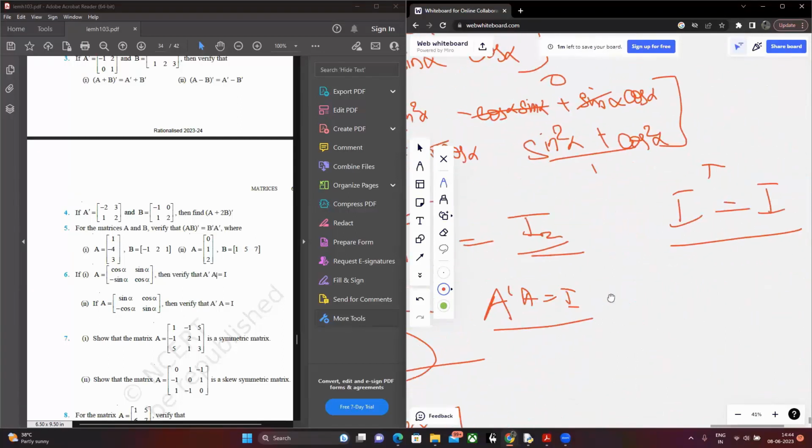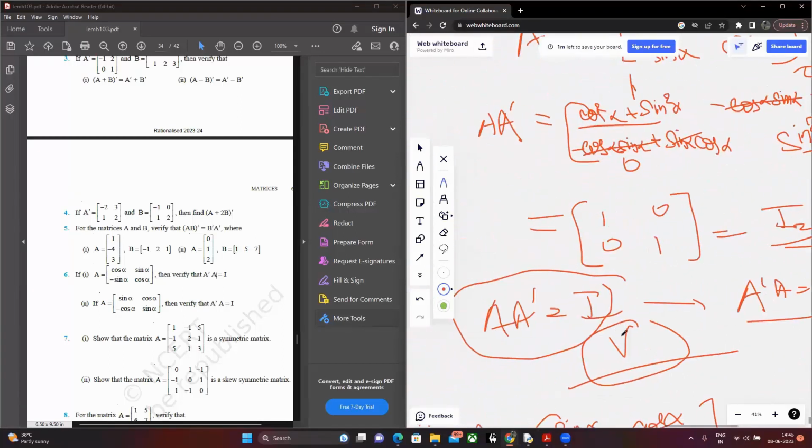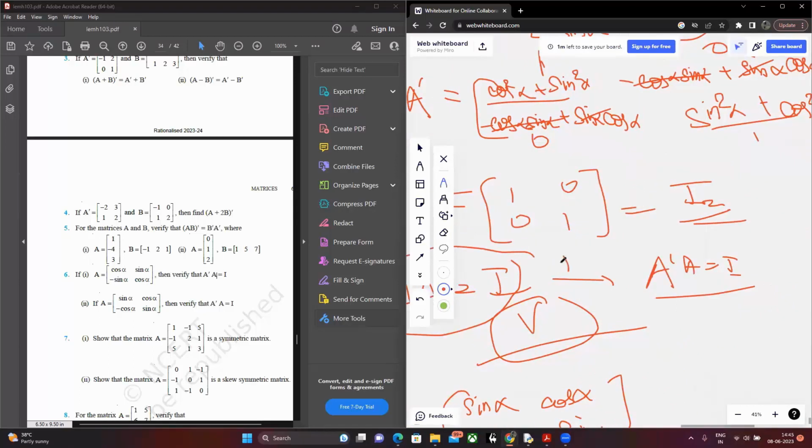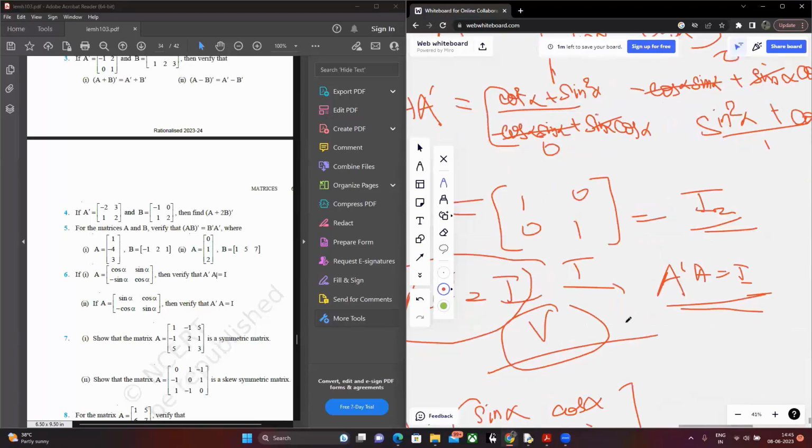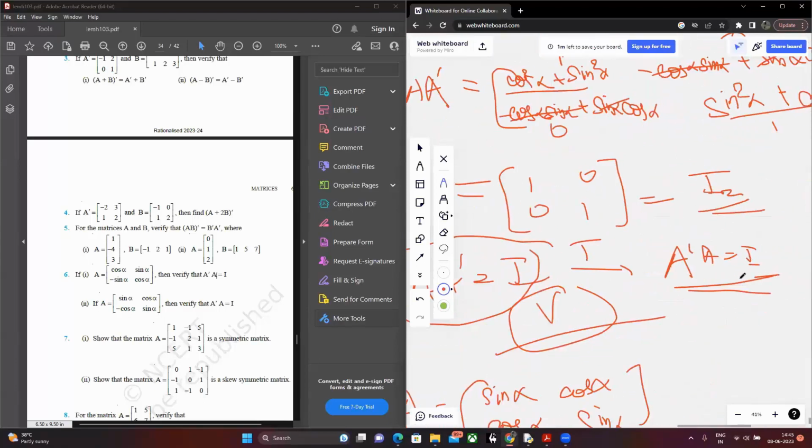So take the transpose of this, then you get A dash, the whole transpose is going to be A dash times A, because A dash, the whole dash, is going to be A. So you have A dash A equal to I dash, that is A dash A is going to be equal to I. So proving this is equivalent to proving this.